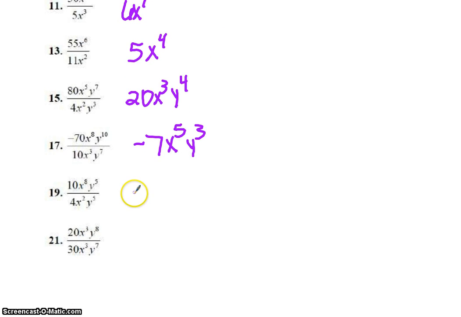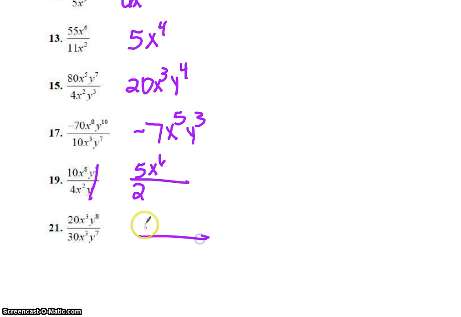10 over 4 reduces to 5 over 2. 8 minus 2 is 6, and so x to the 6th in the top. Your y to the 5th is going to cancel. 20 over 30 reduces to 2 over 3. X to the 3rd cancels. Y to the 8th over y to the 7th leaves you y.